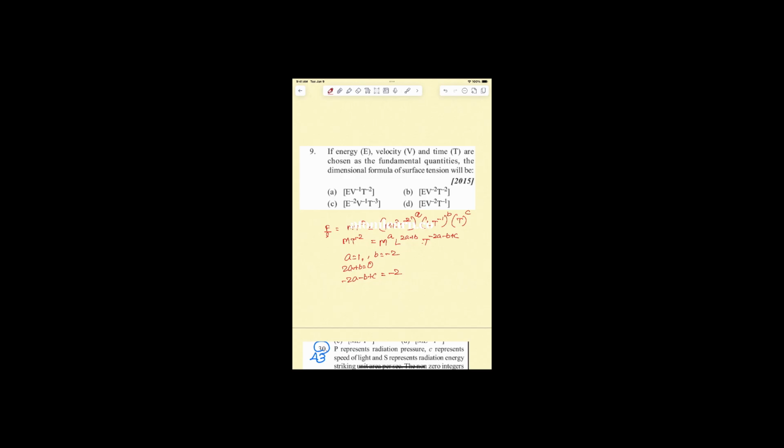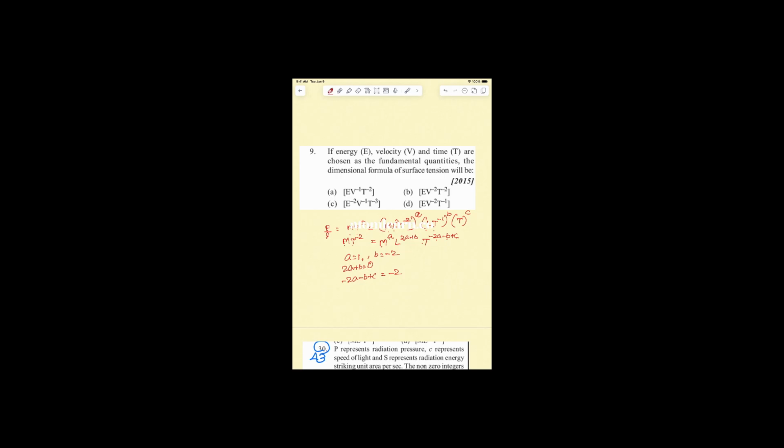Let us now check whether what we have done is correct or not. Force per length M T power minus 2 must be equal to energy M L squared T power minus 2 power A, velocity L T power minus 1 power B, and then time power C. Therefore, collect all the terms. This is M T power minus 2, M power A, L power 2A plus B, correct, and then T power minus 2A minus B plus C also is correct. Therefore, now equate the terms.